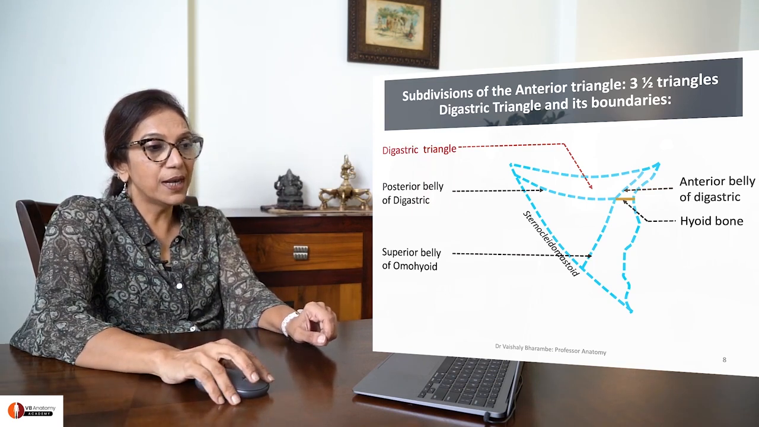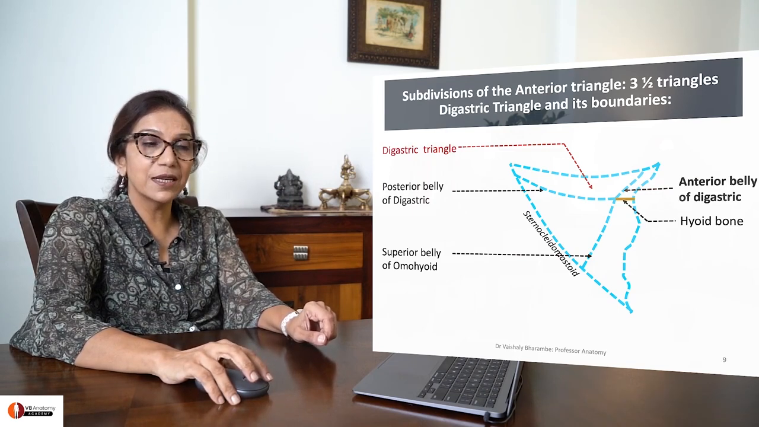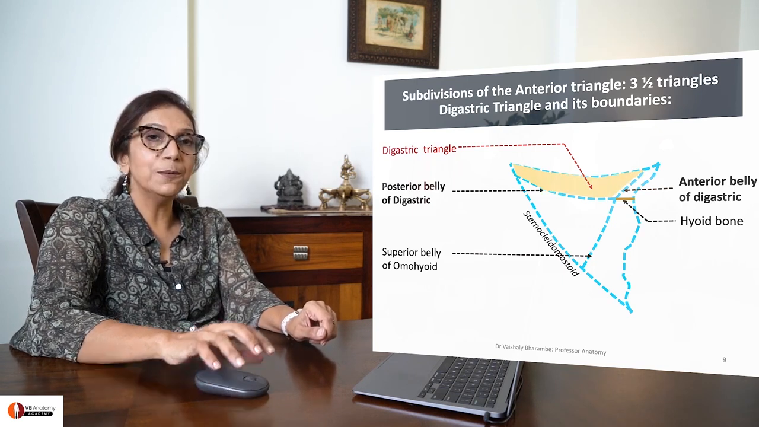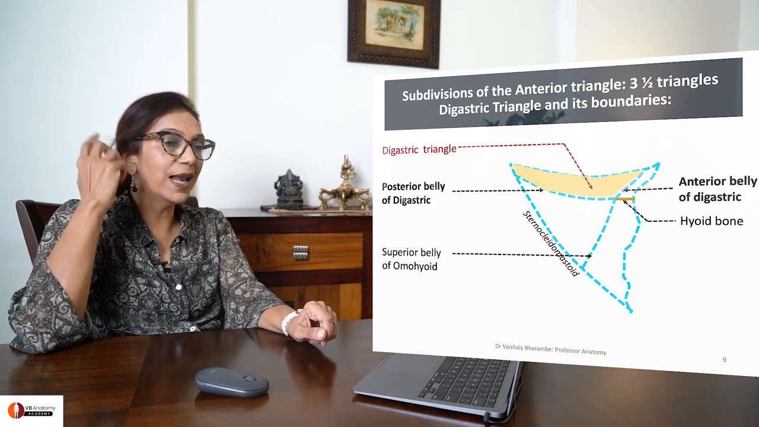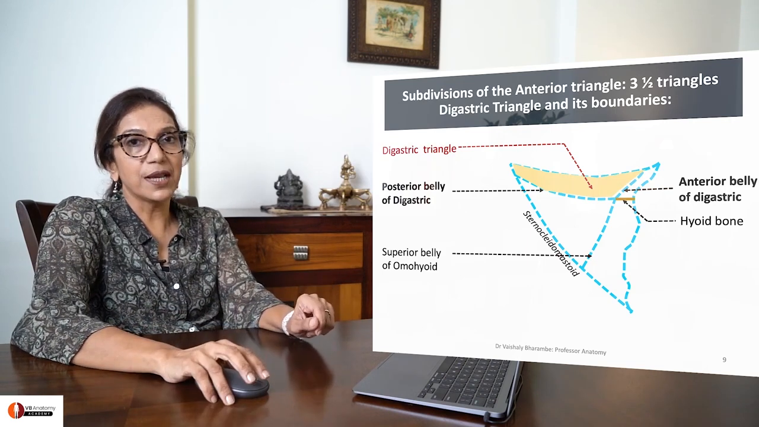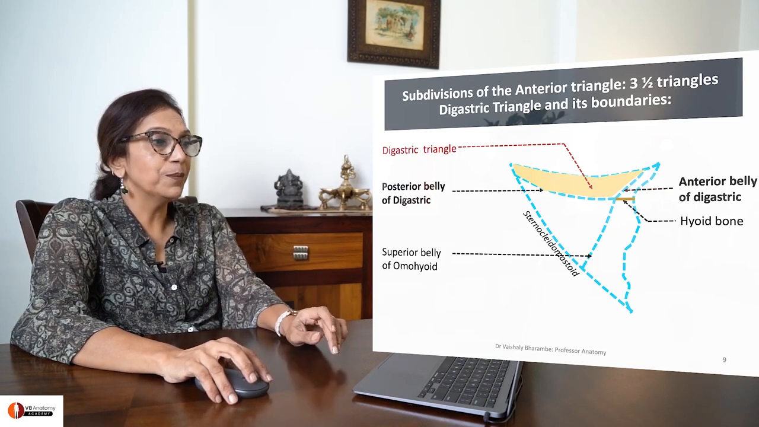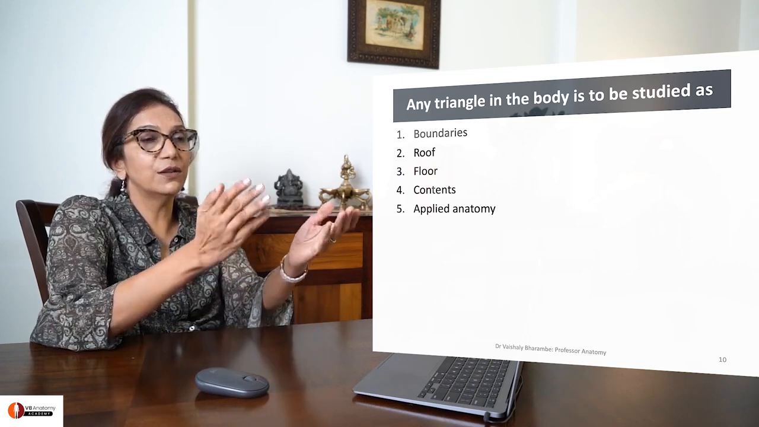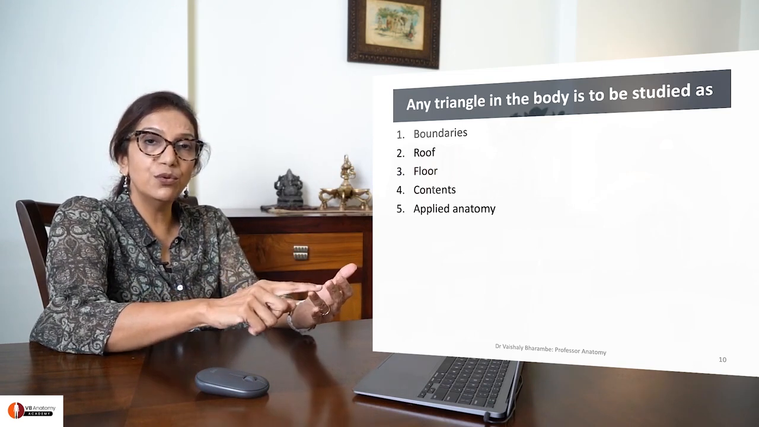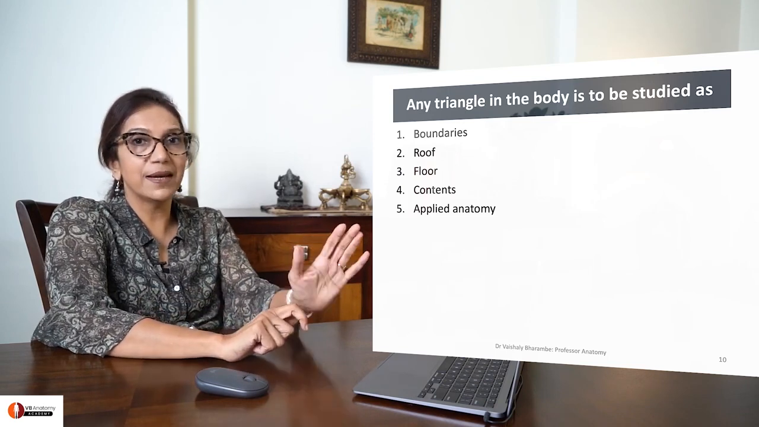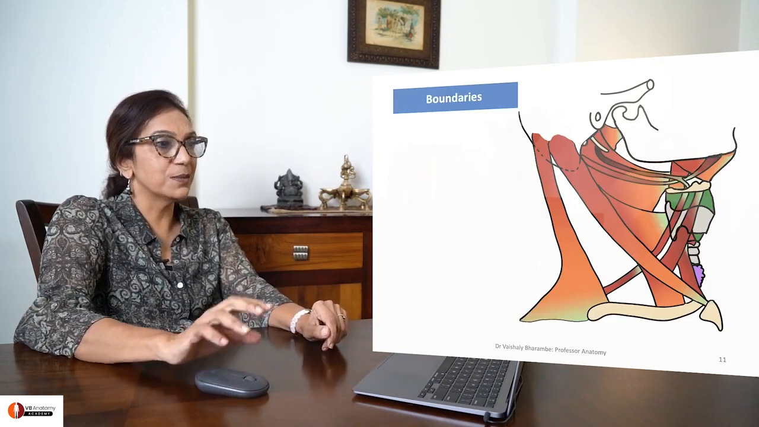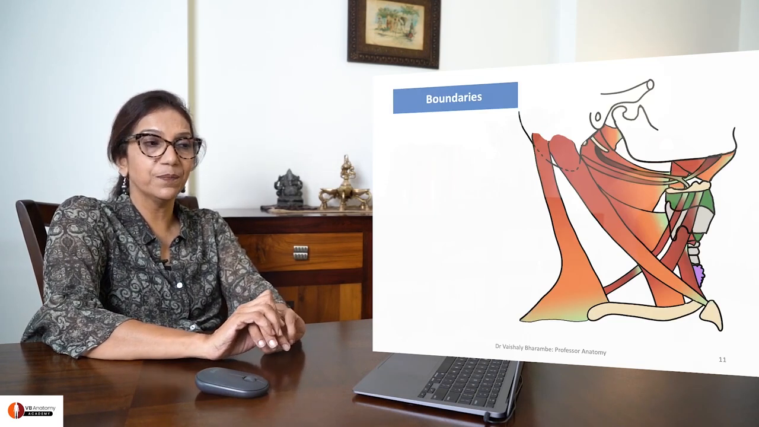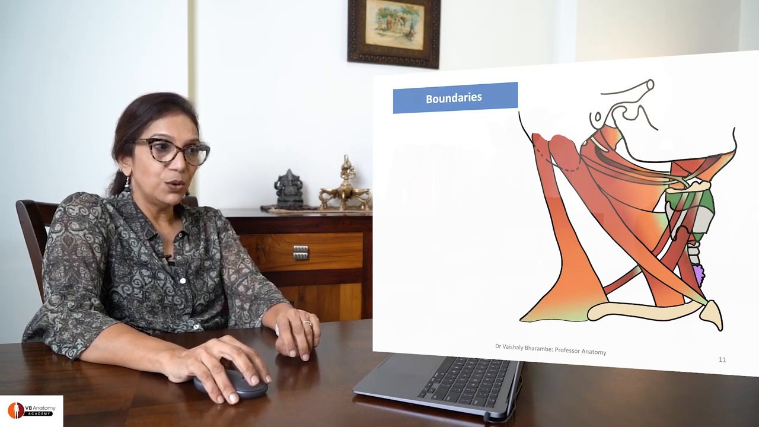This triangle is bound anteriorly by the anterior belly of digastric, posteriorly by the posterior belly of digastric, and superiorly by the mandible and imaginary line going to mastoid. This is the triangle I want you to think of today. Okay, right. So, as I say, whenever you are studying a triangle, study it under the following headings: boundaries, roof, floor, contents, applied anatomy. Simple. Okay, so let's begin. What are the boundaries of digastric triangle? The boundaries are as follows.